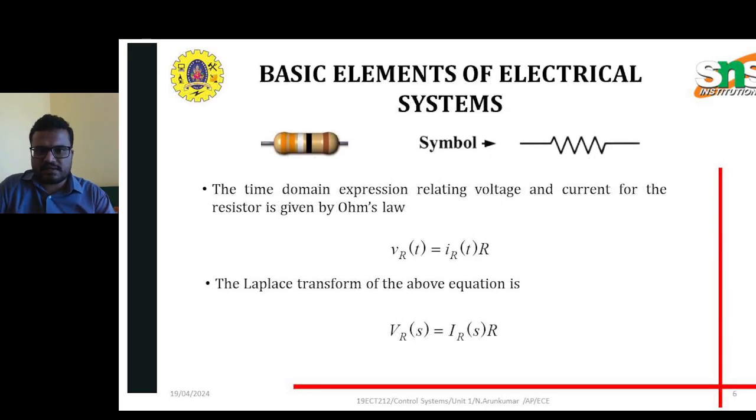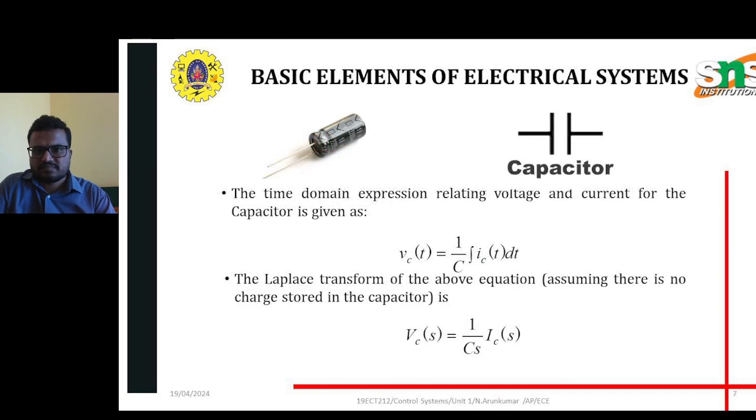Basic elements of electrical systems. Based on the input signals, such as resistor, capacitor or inductor, these are all some basic elements of the control systems. It can be written as constant voltage or current equations. For example, based on Ohm's law, it can be written as V of t equal to I into R, so that the Laplace transform of the equation can be calculated as I of s into R. Like that, all the elements have to be followed.